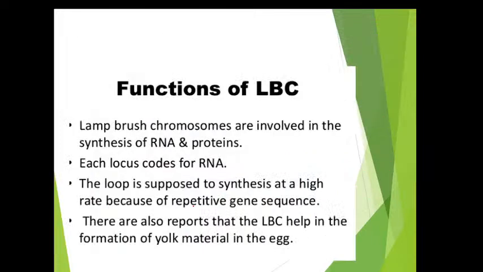The functions of the Lampbrush chromosome: it is involved in the synthesis of RNA and proteins, and each locus codes for RNA. The loop is supposed to be the site of synthesis of a large amount of RNA. They have repeated DNA sequences, and they help in the formation of yolk material or vitelline in the egg.